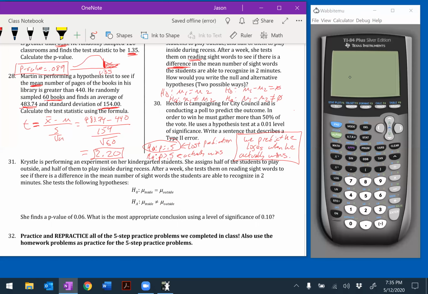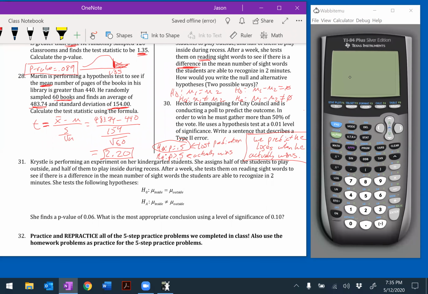Okay, number 31, Crystal is performing an experiment on kindergartners. She assigns half the students to play. She finds a p-value of 0.06. Write the appropriate conclusion at the significance level of 0.10. So 0.06 is less than 0.10. So what are we going to do? We're going to reject the null and accept the alternative.